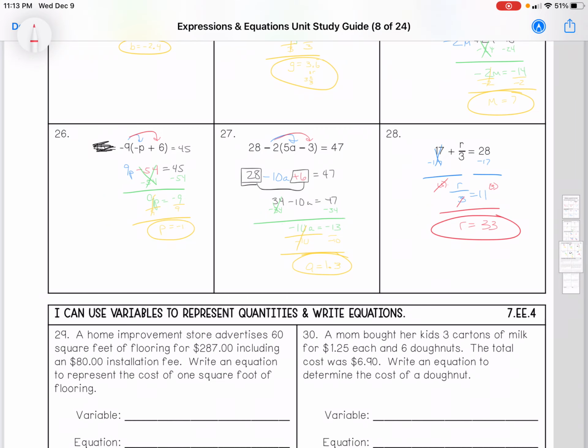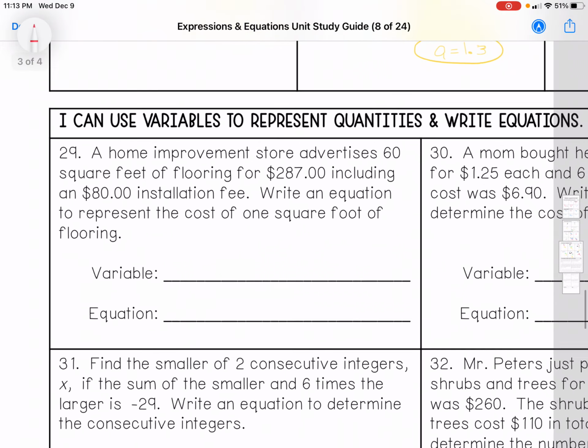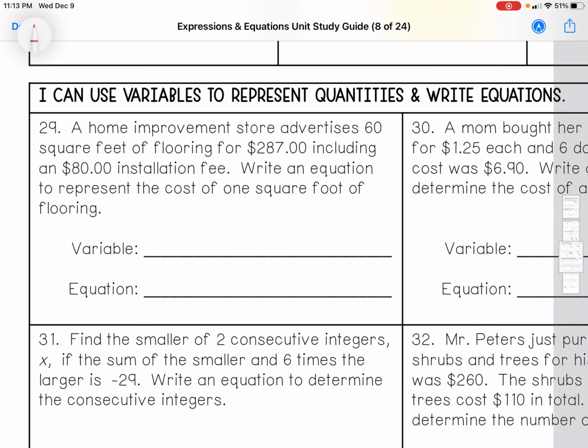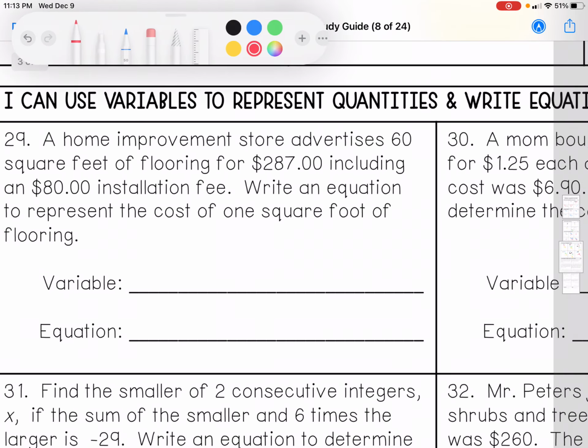Uh-oh. 8 more and we're done. Look at here. All right. A home improvement store advertises 60 square feet of flooring for $287, including an $80 installation fee. Write an equation and represent the cost of 1 square foot.